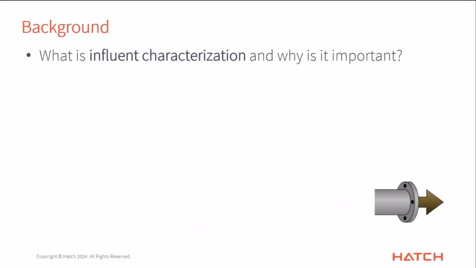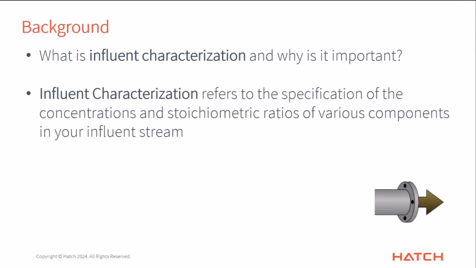Okay, so to get started, what is Influent characterization and why is it important? Well, basically, Influent characterization refers to specifying the concentrations and stoichiometric ratios of various components in your Influent stream. So anytime you set up a GPSX model, you have to have the starting point of your wastewater that's coming in. And most of the time you'll be using this object here.